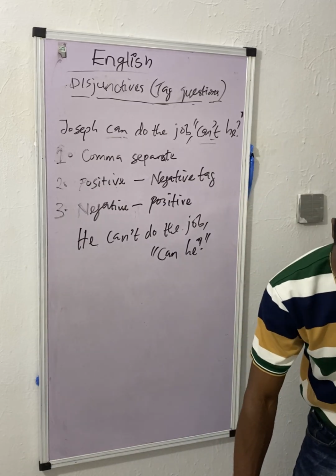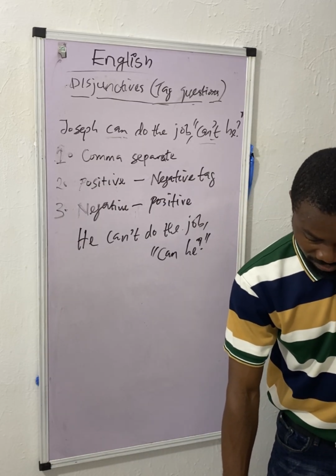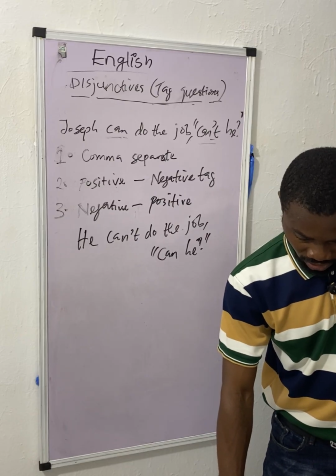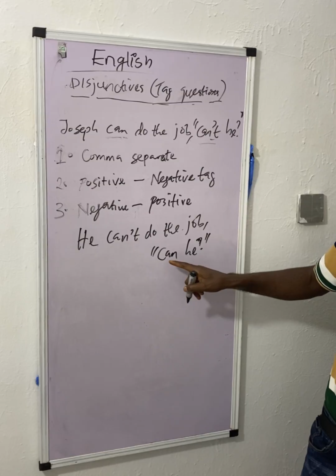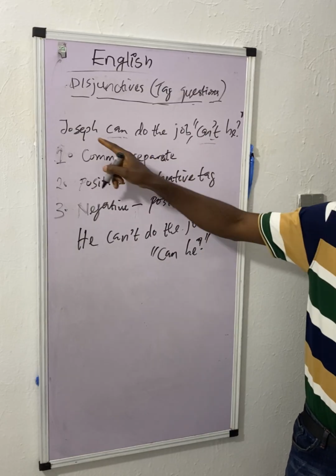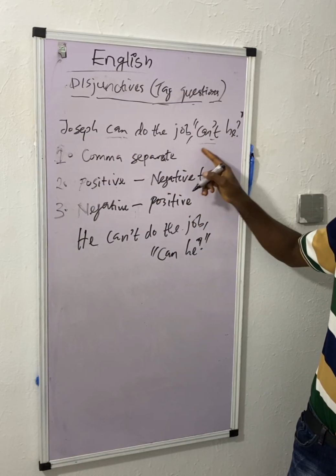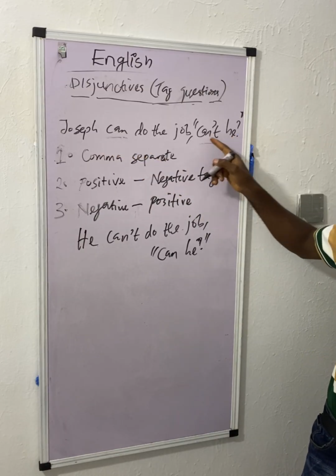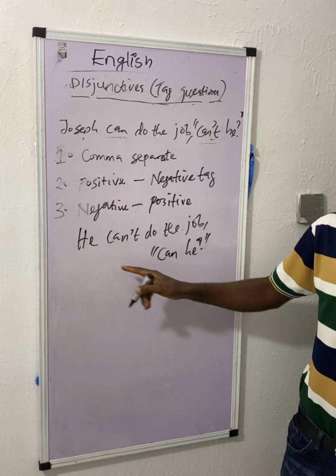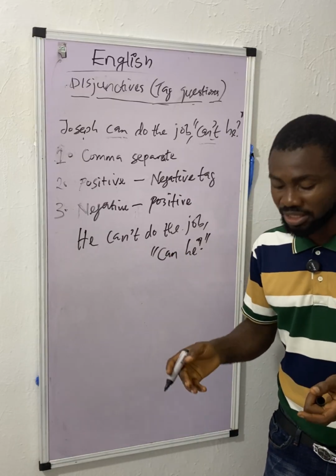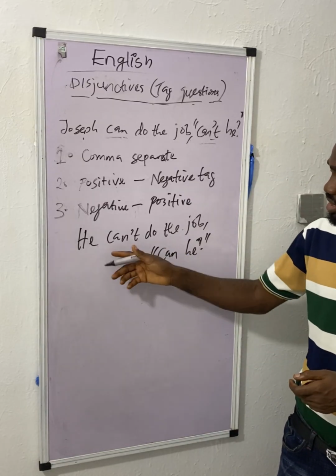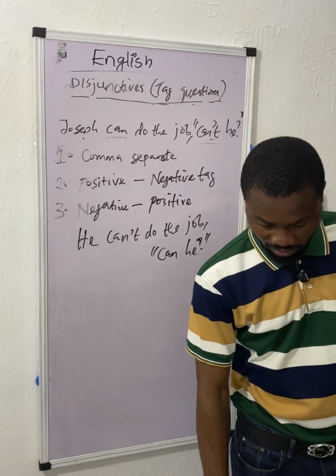All right. Then another rule is the subject is repeated. You repeat the same subject. Can he? Can't he? Joseph. He here is representing Joseph, right? Subject position. So the subject and the auxiliary verb is repeated in the tag. Okay. So that's that for that.